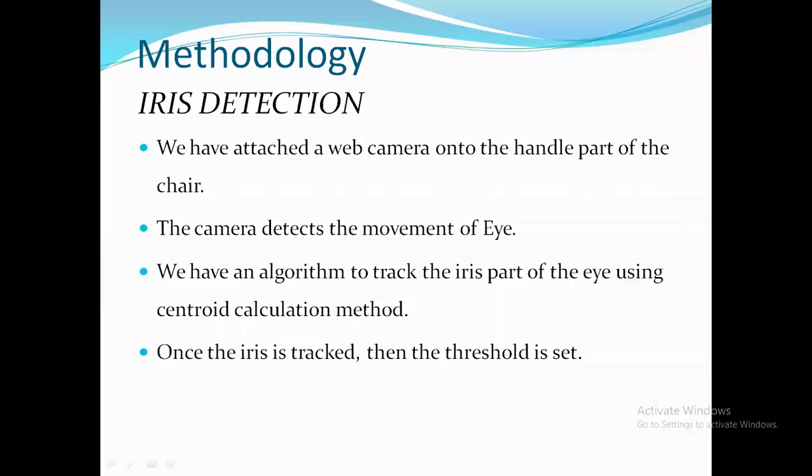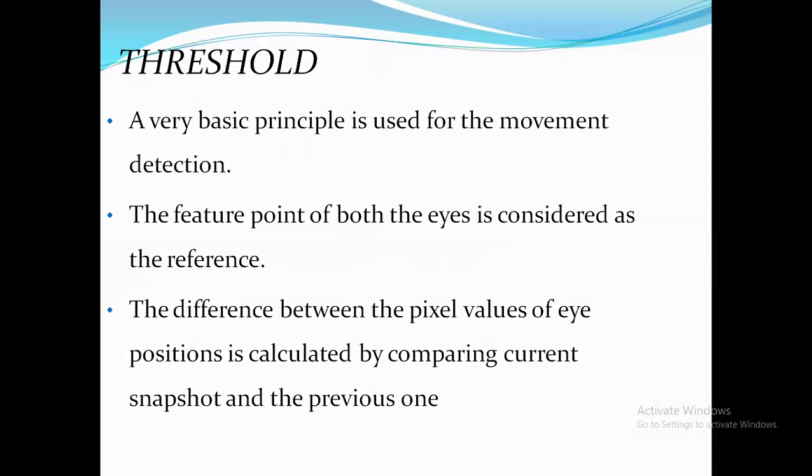So how the eye is tracked is using the centroid calculation method. We'll discuss that later. Once this iris is tracked, then the threshold is set. We'll also discuss what is threshold. So what is threshold now? In order to achieve anything in technical terms, we have to set a threshold beyond which the parameters should not reach. Threshold is a basic principle. It is used for movement detection. The movement detection is one of the primary things in our project.